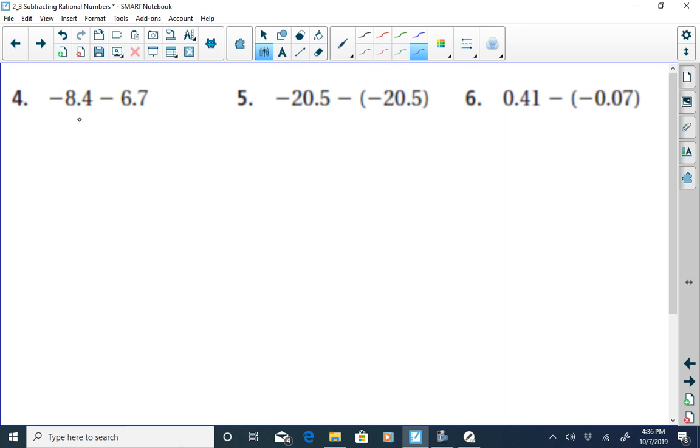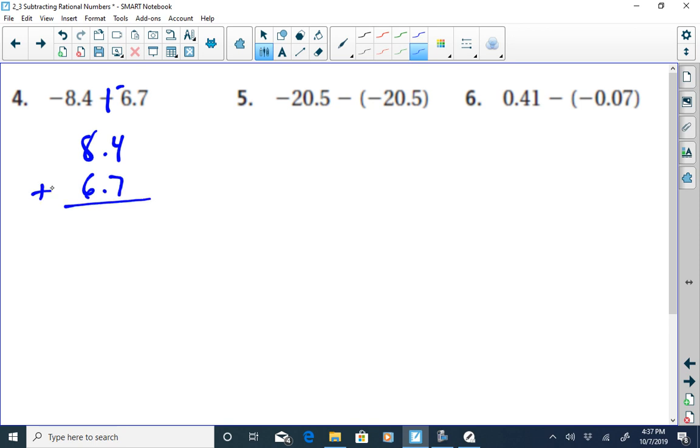I have negative 8 and 4/10, and I want to take away negative 6/10. First step, use the additive inverse. So now I've changed the subtraction problem to an addition problem. I now have negative 8 and 4/10 plus negative 6 and 7/10. I use my rules for integers. And my rules for integers say if I'm adding integers with the same sign, I have to add their absolute values. That means 8 and 4/10, 6 and 7/10.